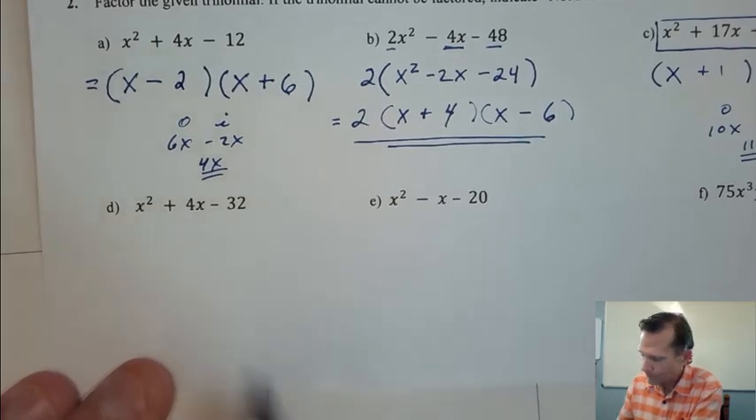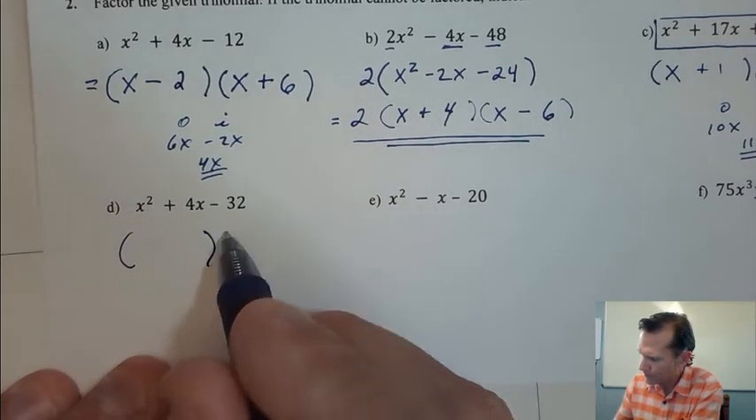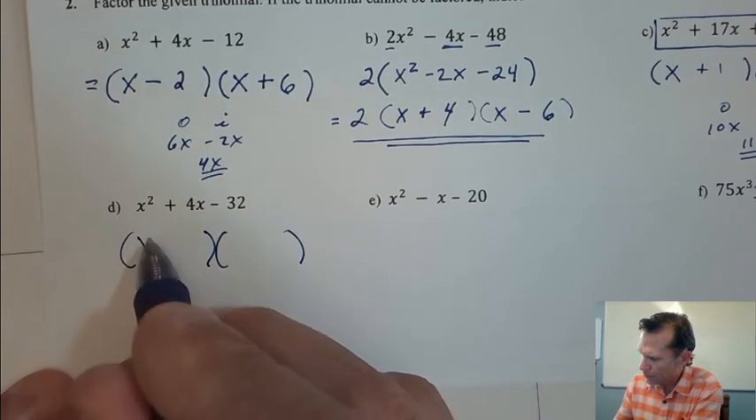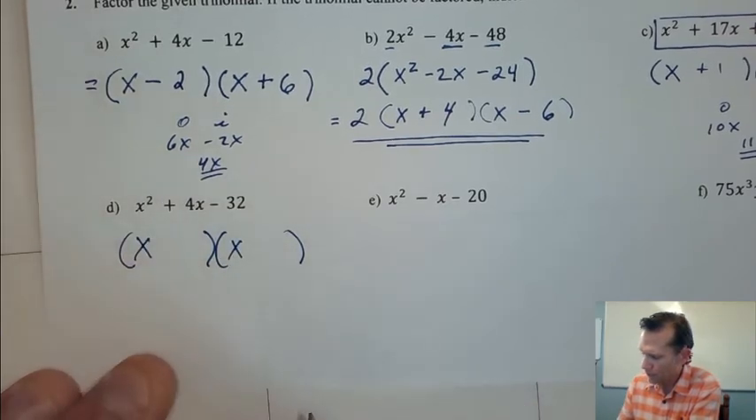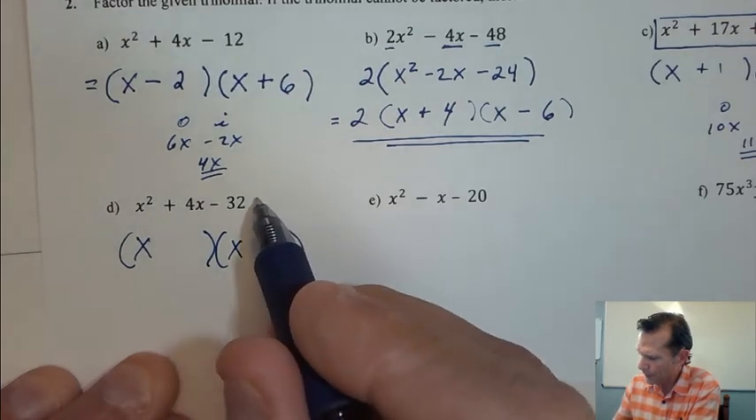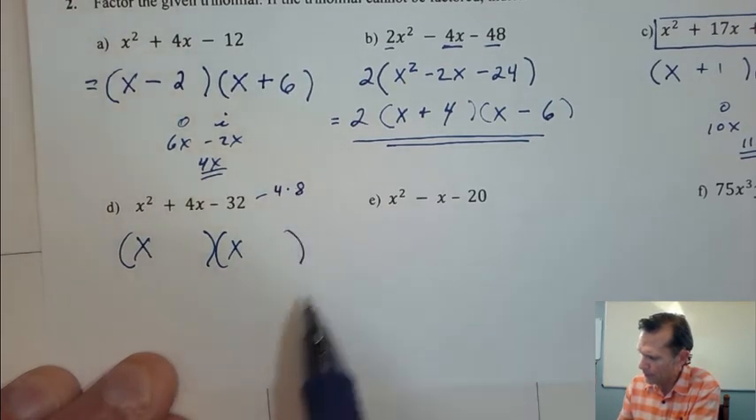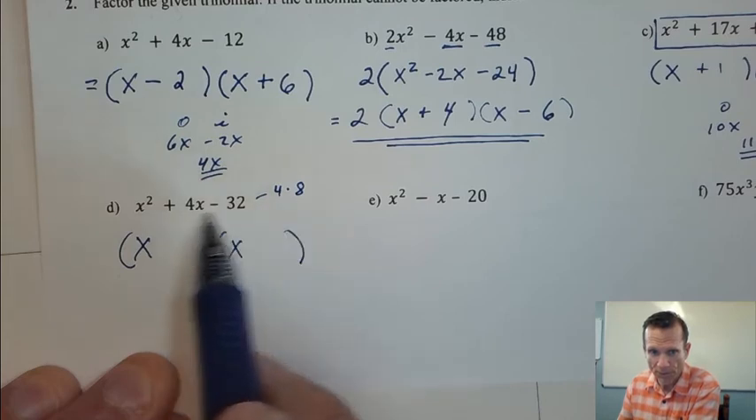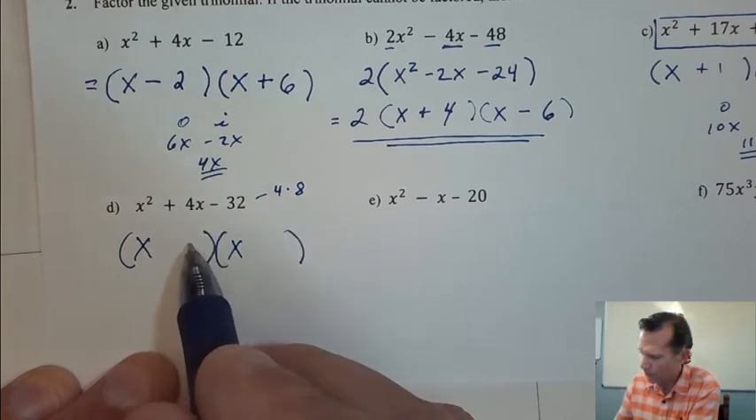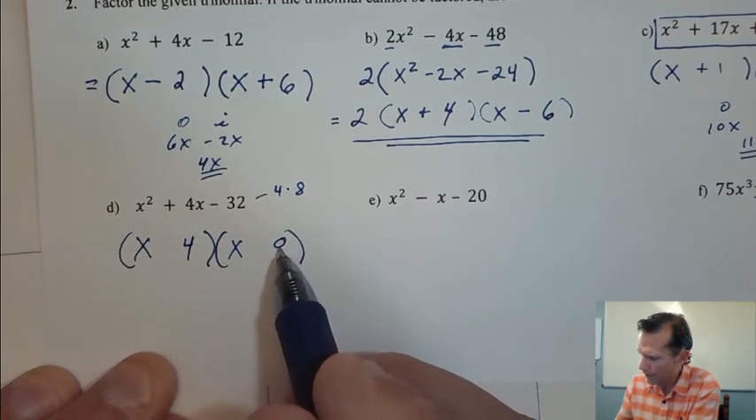I'm going to make my two binomials. I'm going to choose x and x to get me the x squared. And then for 32, the first thing that came to my mind was 4 times 8, which I'm lucky those two numbers are 4 apart, so I am going to use those. I'm going to put 4 and 8.